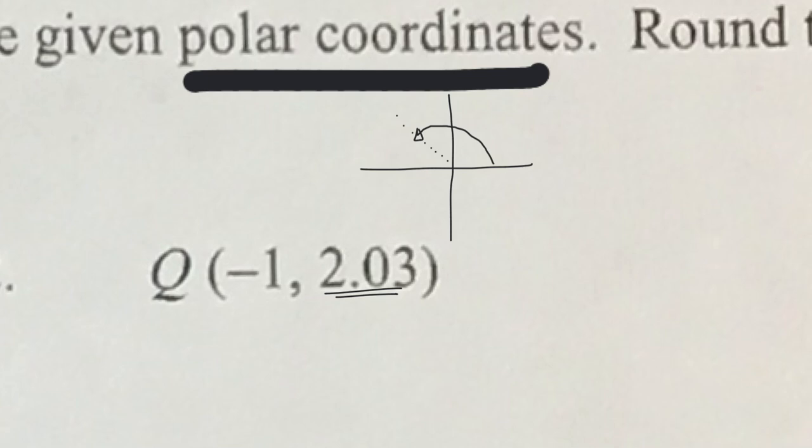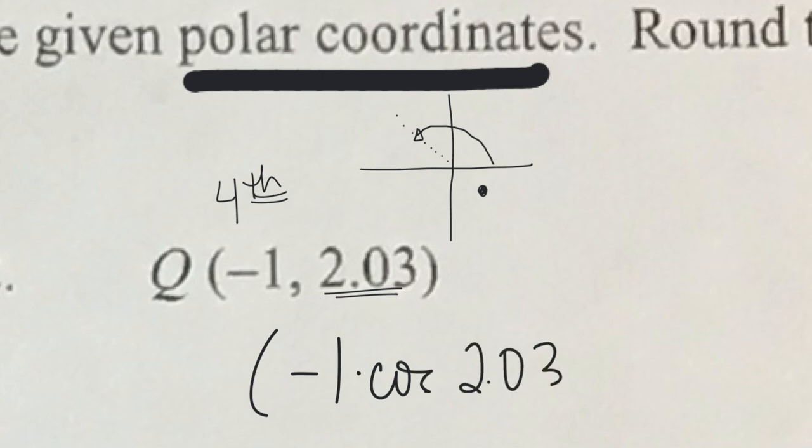Now -1 means we're going away from the origin, right? We're walking backwards. So that's going to be our coordinate that we're trying to find. This is a 4th quadrant point. So let's see if that plays out with our math. We're just going to plug it right into your formula. This is -1 times the cosine of 2.03 radians, and -1 times the sine of 2.03 radians.